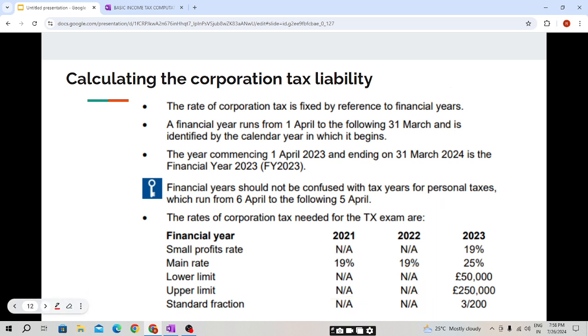So students, as we have already seen, first we calculate the augmented profit to determine the tax rate. Now we have studied some tax rates and some limits. Now we will be seeing how to connect the limits and the augmented profit.